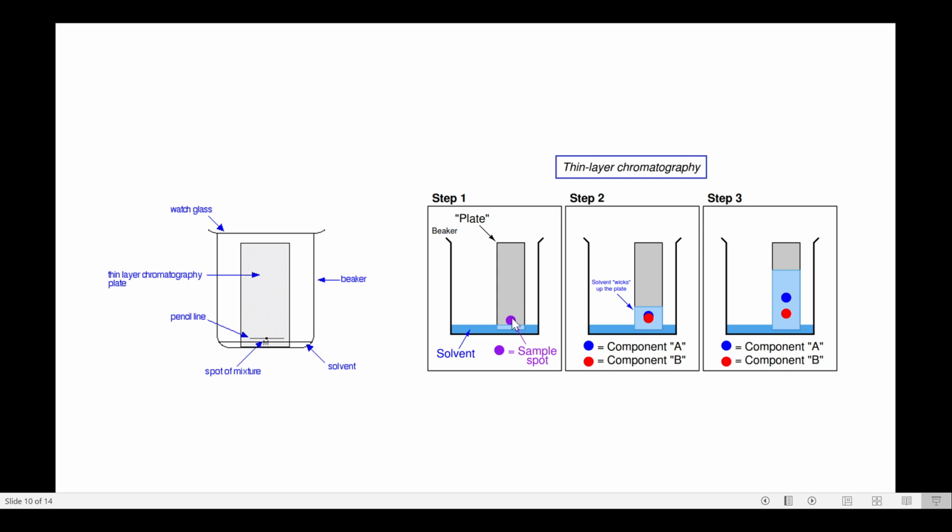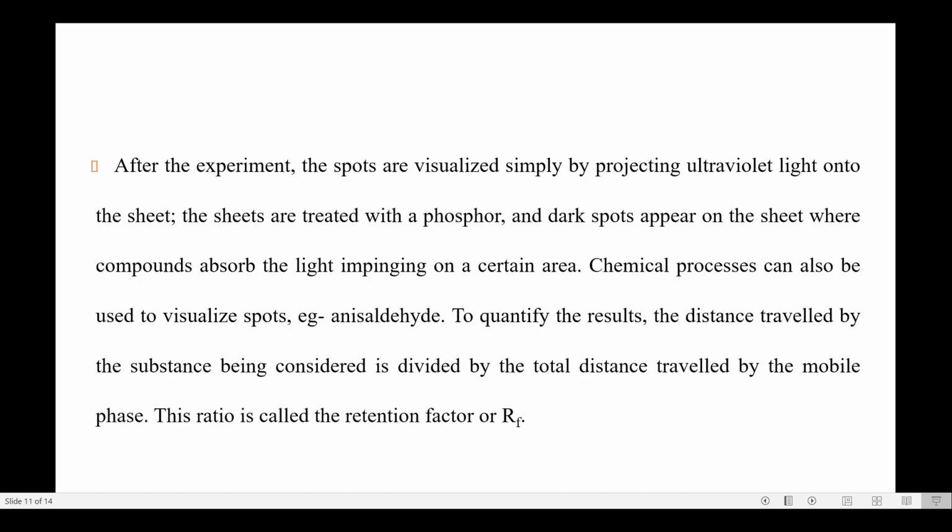Here you can see there is a spot together which is a component mixture, and after some time, when the solvent is rising slowly through the silica gel, the components of the mixture start separating. After some time there are quite remarkable differences between the spots, and once it has reached the maximum, we take out the plate and calculate the RF values of the sample. Through that, we can identify and separate the components using thin layer chromatography.